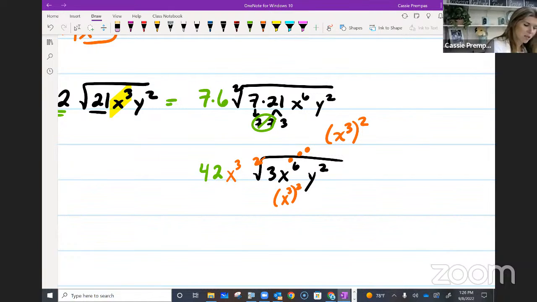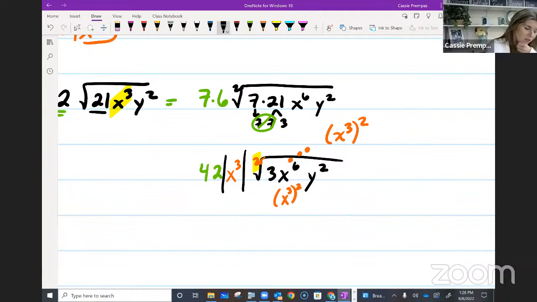Now I do have to stop and think, this is an even root. So should I have absolute value around my answer? And the answer is yes, because if x is a negative number, cubed still would make a negative answer. And if you have an even index, even root, then you need absolute value if you have an odd exponent.